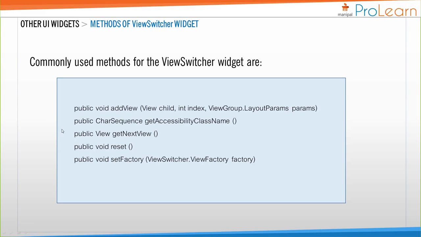If you want to add a view dynamically, this is the method that you have to use, add view. If you use this method by passing what kind of a view you are adding, you can generate the views dynamically. Then get accessibility class name is to get the class name. Get next view, you can get what is the next view. Reset is to reset the view. Set factory is nothing but you can use this method to set up the view switcher in the way how it has to work. So that is the purpose of the set factory method.